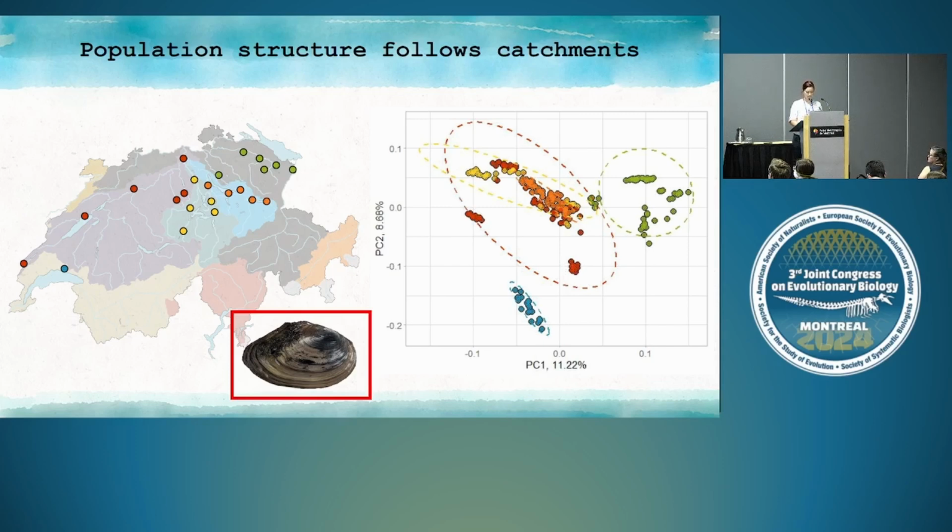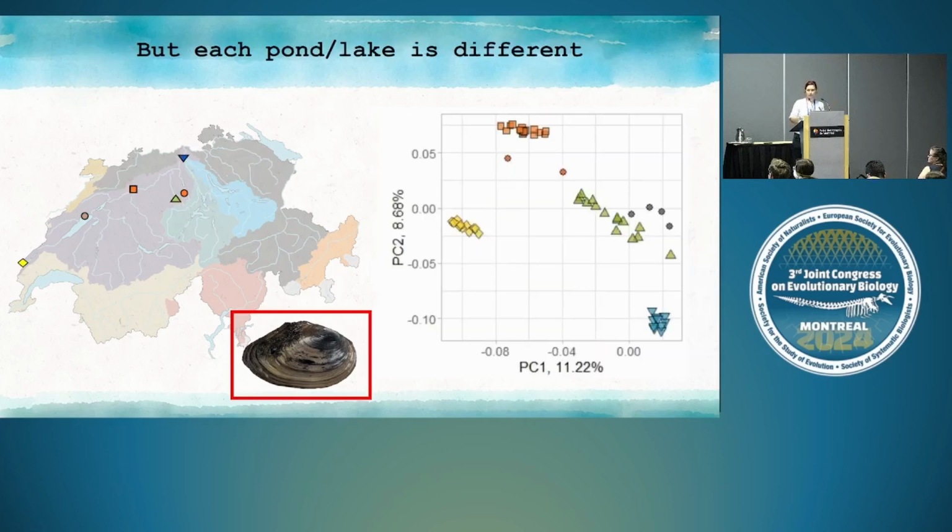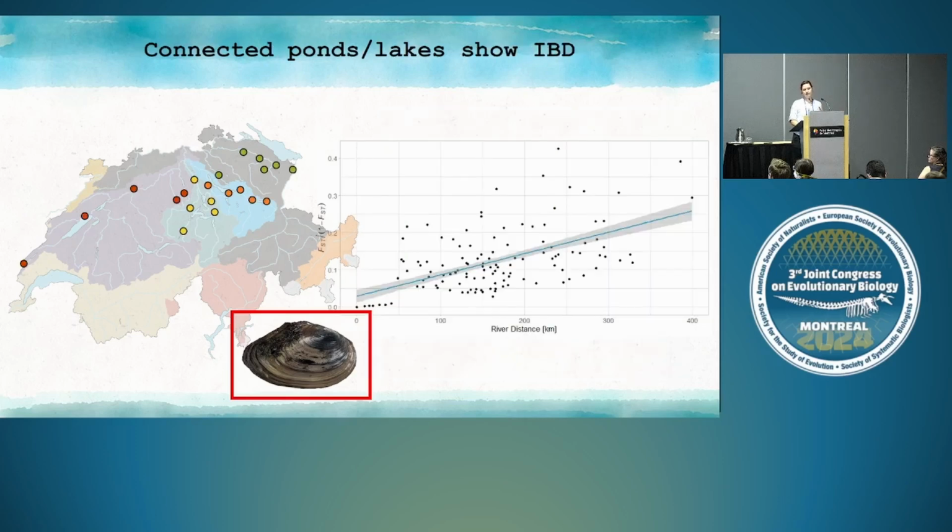And if we just look within one of the catchment areas, the Aare, you can see that all these different ponds are really quite different. So it's not just that they're different catchment areas, but they're also different within the catchment areas. But even though they are in these little ponds, there is still connectivity, and we can see that there is isolation by distance. So somehow they're still able to migrate out of these ponds and share some gene flow. And when it comes to genetic diversity, we realize that size really matters.